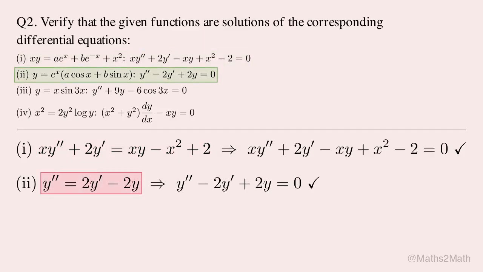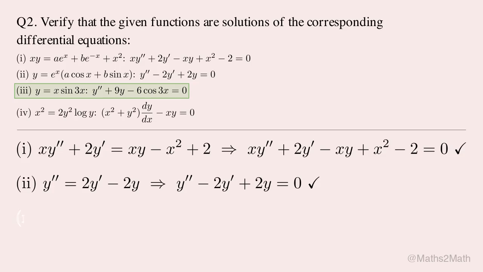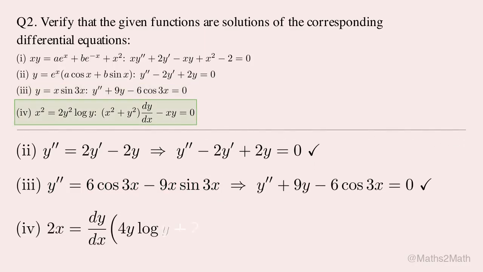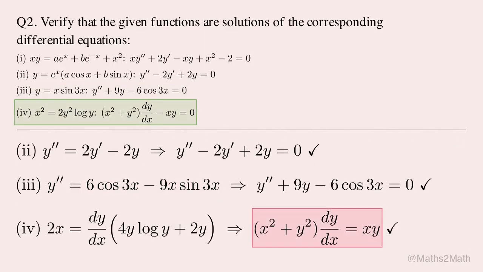Part 2. The exponential trig product differentiates twice into exactly 2y prime minus 2y. Part 3. Y double prime is 6 cosine 3x minus 9x sine 3x, and adding 9y cancels the sine term. Part 4. Implicit differentiation of x squared equals 2y squared log y gives 2x equals the bracket times y prime. Substituting log y back yields the equation.